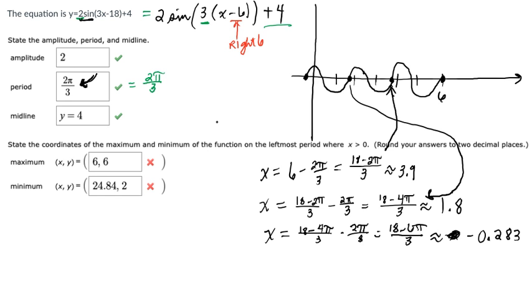So the leftmost period where x is greater than 0 is going to be that one right there. All right, so now we need to shift it up 4 and stretch it by a factor of 2. Okay, so first, let's stretch it by 2, so let's call that 2. Let's call this -2 here. Okay, so it's going to go up to there and down to here.